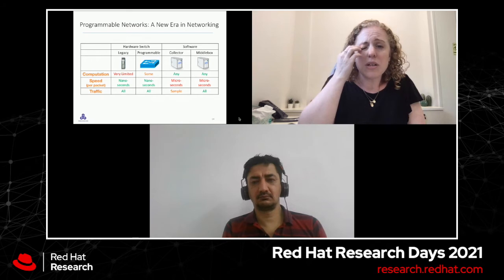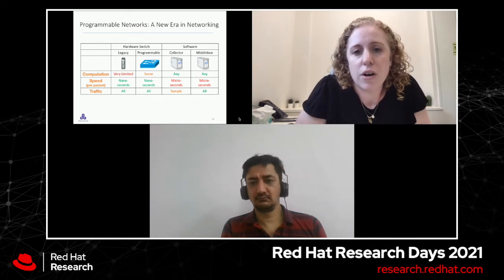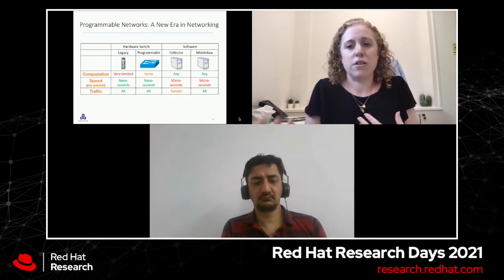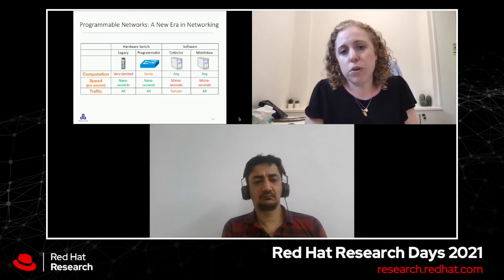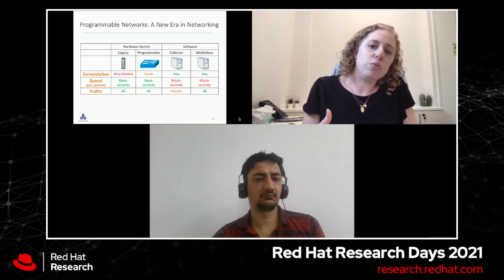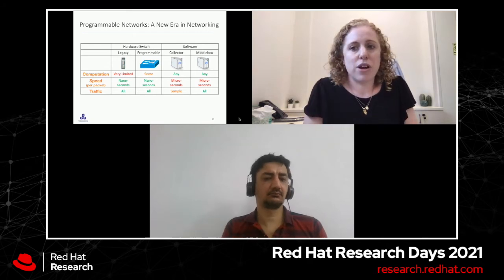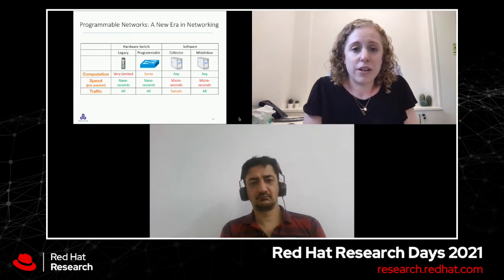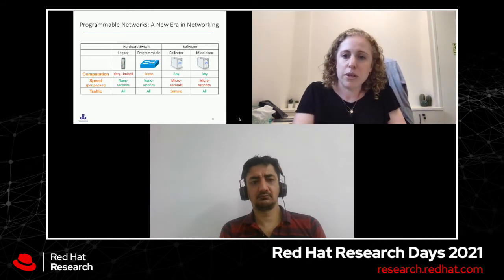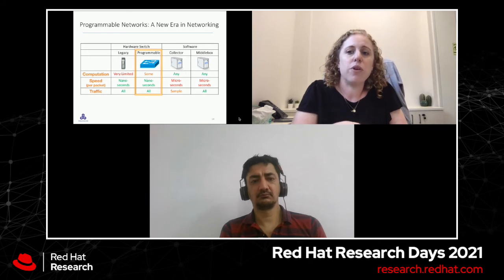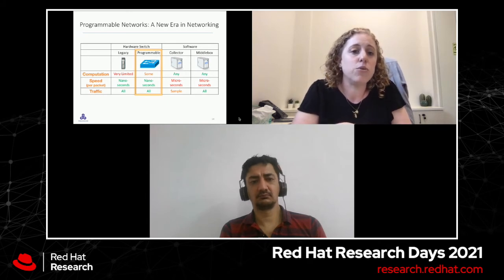So just a small summary of what we've seen so far. We've seen that analysis can be done on software where we can perform any computation, but with limited throughput, or we can do it on hardware where we can process all the traffic at line rate. And with legacy switches, the available computation was very limited, whereas with programmable switches, we see new capabilities in packet processing.